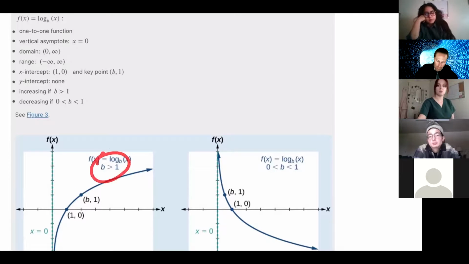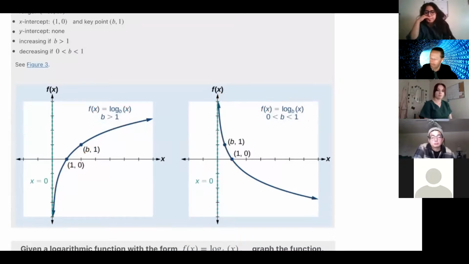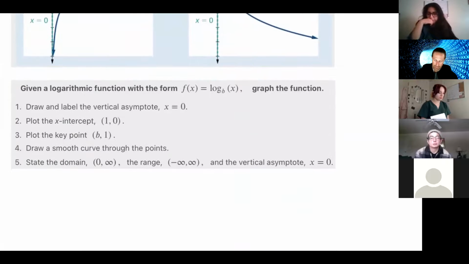Okay, but remember, it's all about that base in telling whether or not it's increasing from left to right or decreasing from left to right. And our measuring stick is the 1. Bigger than 1, increase. Less than 1, but still positive, decrease. Remember we said it can't be 1. Okay?